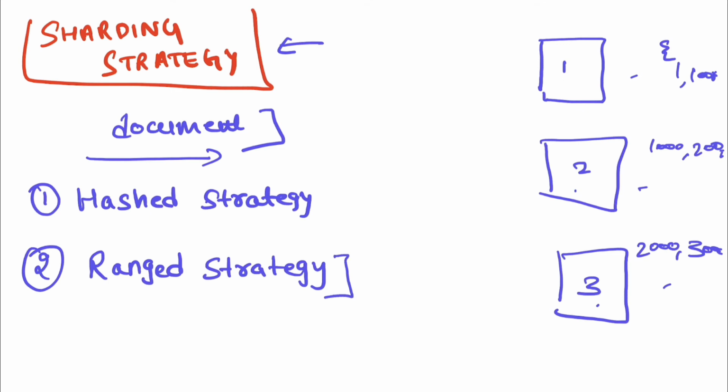So this is how the range strategy works. I hope this is clear. So one we have is the hash strategy, and another is the range strategy, range sharding, where your data goes to a particular node based on the range in which the particular document lies. So this is the concept of sharding strategy which you can have within your MongoDB.